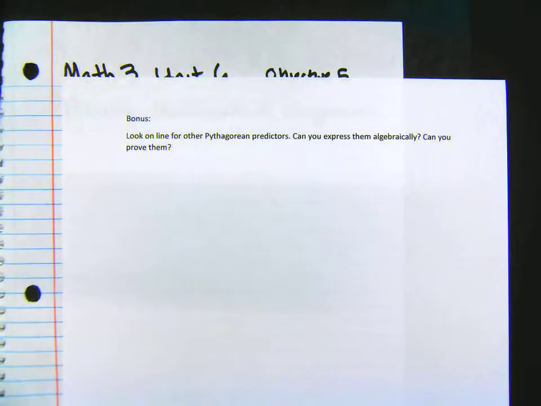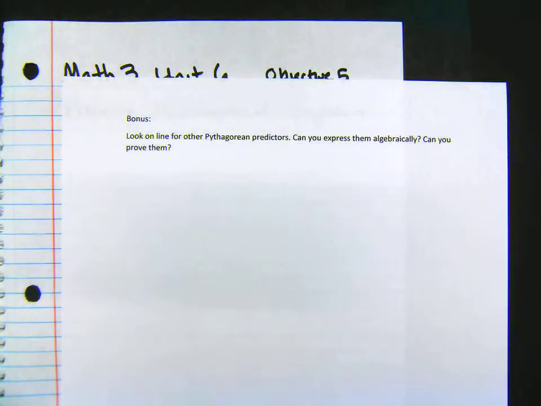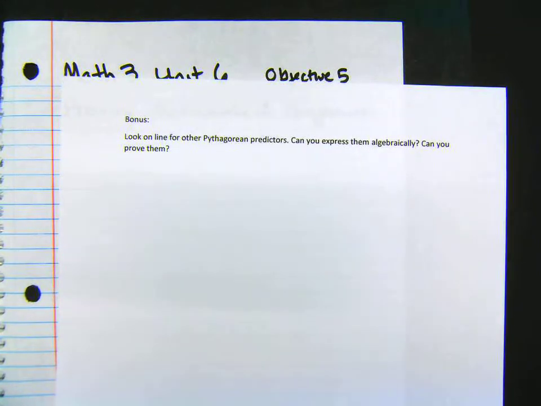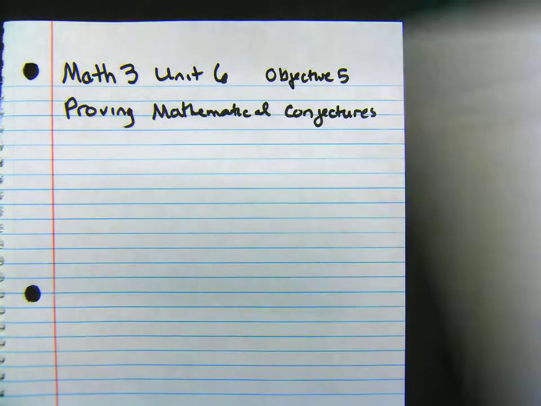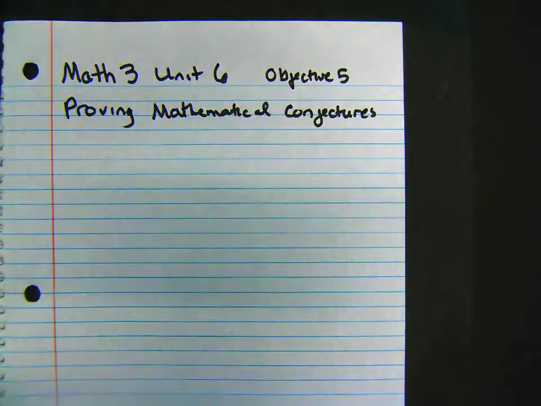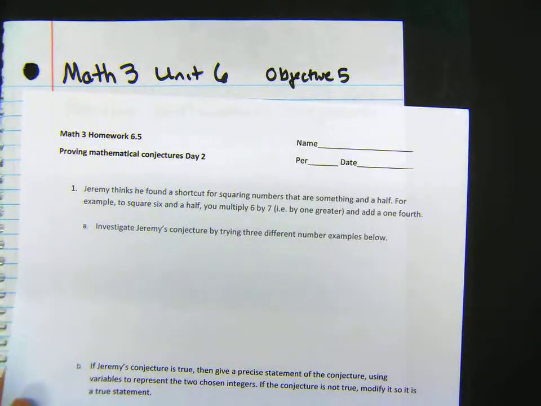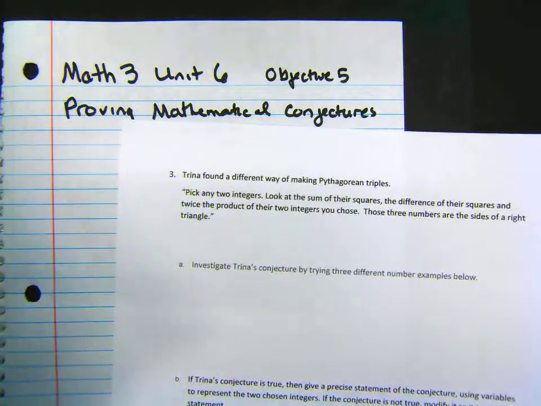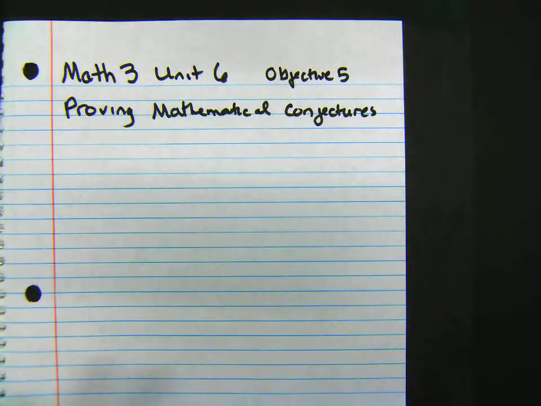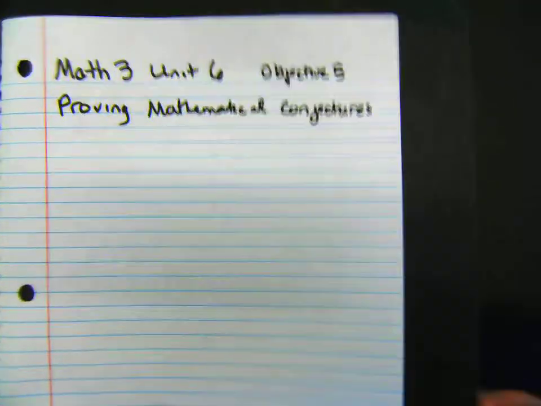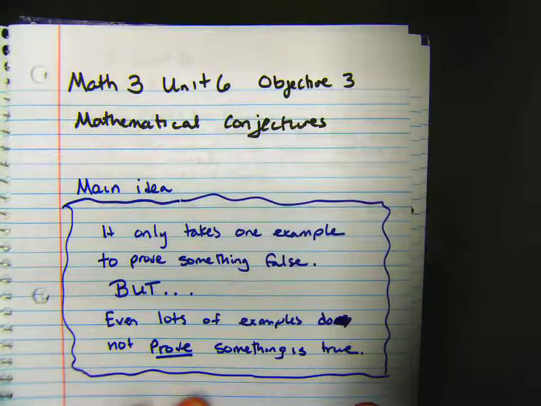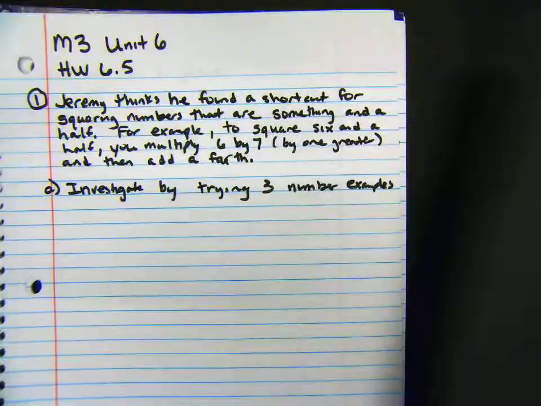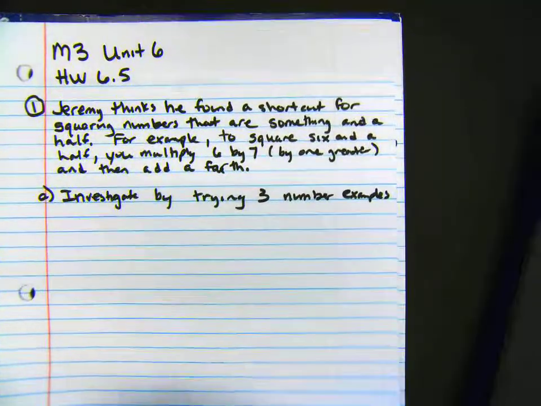Every Pythagorean predictor that I've found online is pretty challenging to prove and does use even and odds, and so I would skip that for now. I would just run this off as a back-to-back problem number 1 and problem number 3. That's all I would do. So let's look together at those 2 problems. Pardon me, I'm going to turn the page one more time. Here is problem number 1.